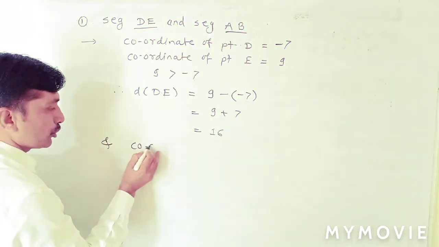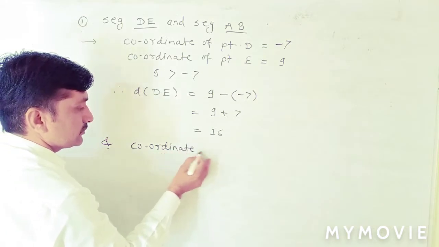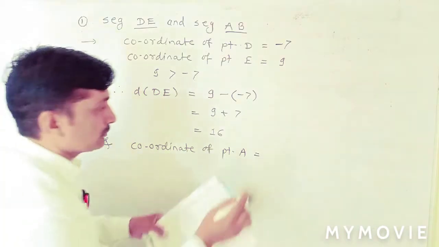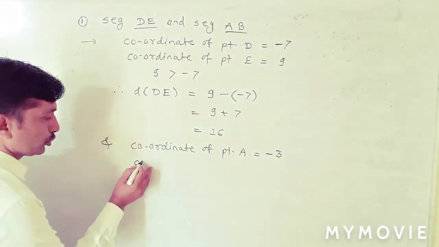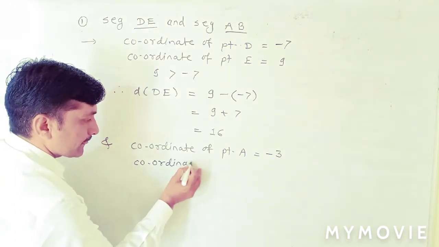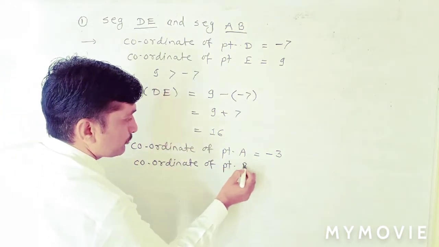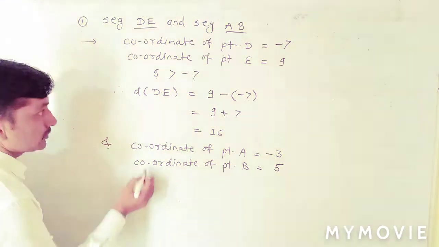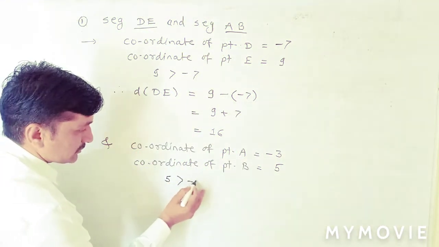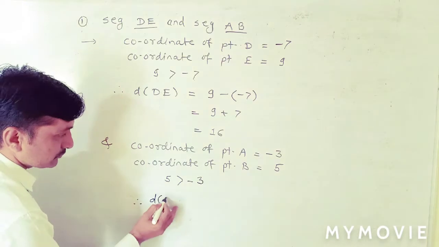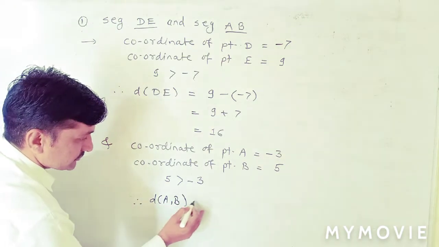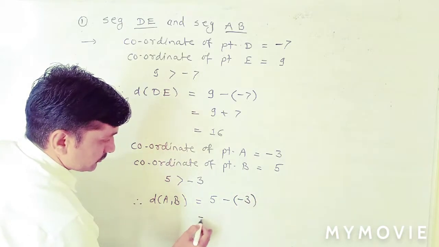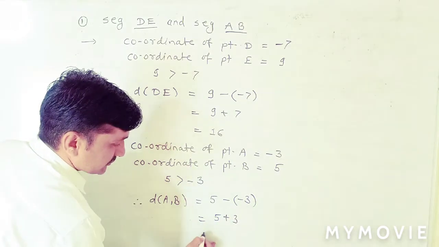Coordinate of point A is given in the table, -3. Coordinate of point B is given in the table, 5. Compare them. 5 is greater than -3. Therefore distance between A and B is equal to 5 minus, for subtraction, smaller -3. 5 minus (-3), 5 plus 3, is equal to 8.